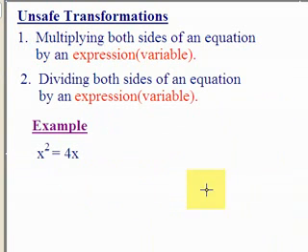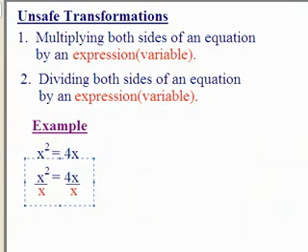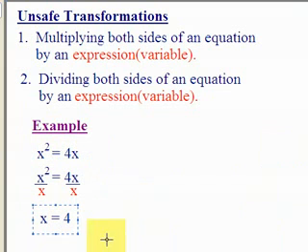Now let's see what happens when we divide both sides by a variable. In the case of this example, x squared equals 4x. If we take and we divide both sides of this equation by x, we get x to be 4. And that is a solution. When I go to check it, 4 squared is 16 and 4 times 4 is 16. But what's the problem with this? Is that by dividing both sides by a variable, we eliminate solutions.